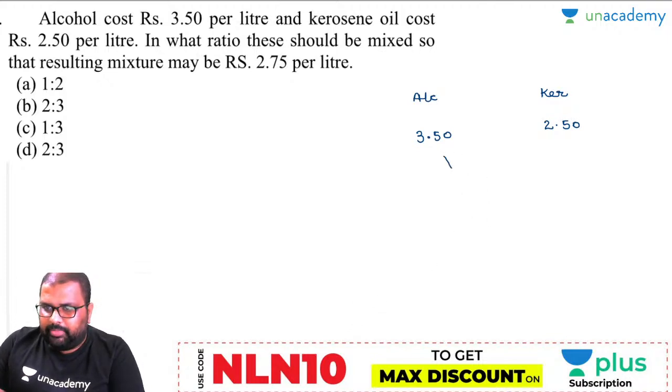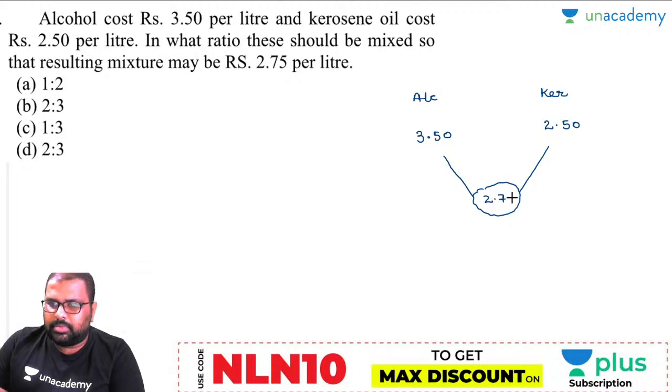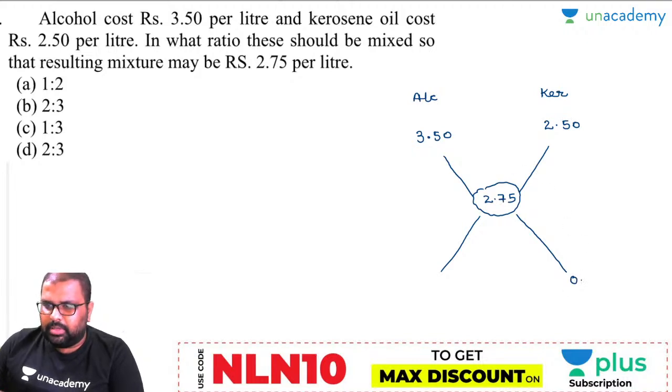Now see here, you have mixed alcohol, you have mixed kerosene, and you have formed a mixture here. Now this mixture cost is 2.75. Right. Now by alligation rule, please calculate this. Below, 3.50 minus 2.75 is nothing but 0.75. Now here this value is higher. Is it 0.25? Now simplify this. This is 1. This is 3.